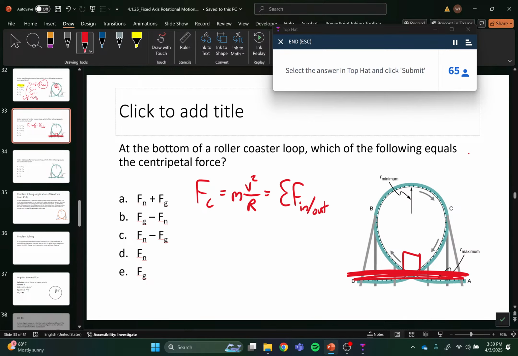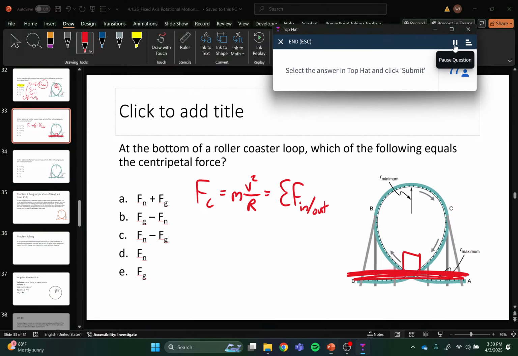All right, we'll go like 20 more seconds. Close this one out in 5, 4, 3, 2, 1.